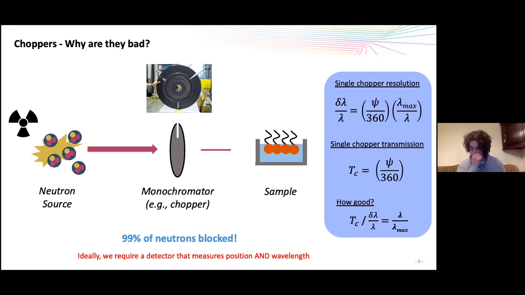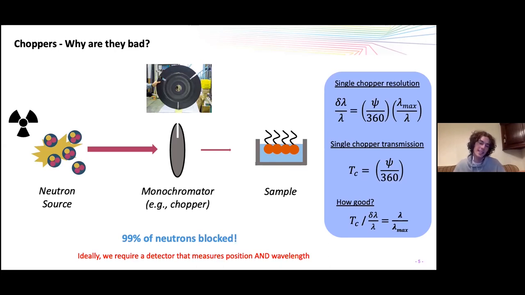And the expression in the bottom right does exactly that, and it tells you that your relationship is lambda over the maximum lambda. To put this into context, imagine you're on Figaro and your maximum wavelength is 25 angstroms. At that wavelength of 25 angstroms, your transmission is directly equivalent to your resolution. But at a wavelength of 2.5 angstroms, the transmission is actually 10 times less than the resolution, because you've got 2.5 divided by 25, and that's a factor of 10.